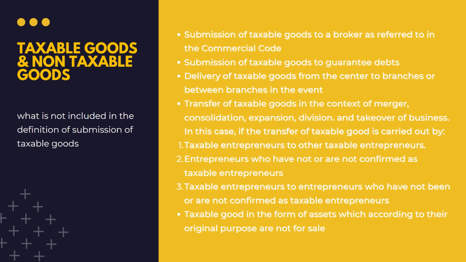And the last is taxable goods in the form of assets, which according to their original purpose are not for sale, which are still remaining at the time of the dissolution of the company, and whose input tax cannot be credited because they do not have a direct relationship with business activities, or motorized vehicles in the form of sedans and station wagons unless they are merchandise or rented out.